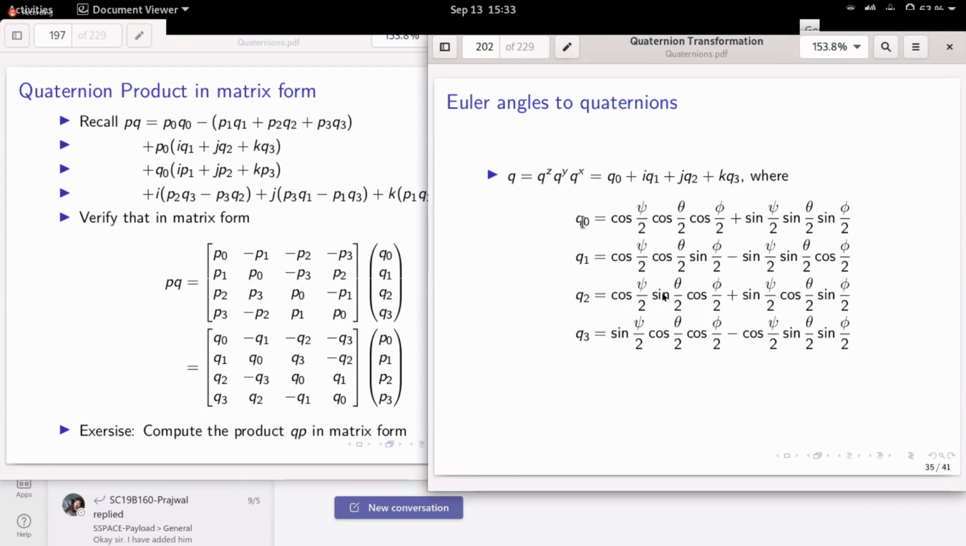So q naught will turn out to be this one, and q1, q2, and q3 in terms of Euler angles for the classical sequence, XYZ rotation. So if the Euler angles and the classical sequence are given, the corresponding quaternion is given by these four expressions.